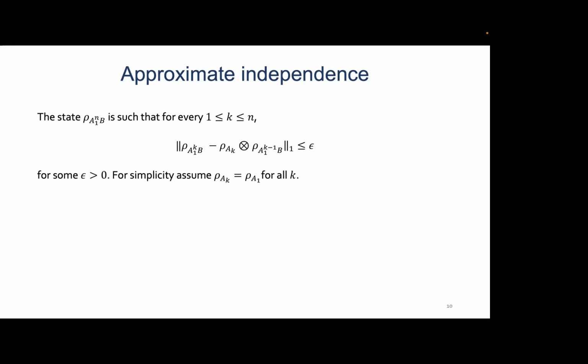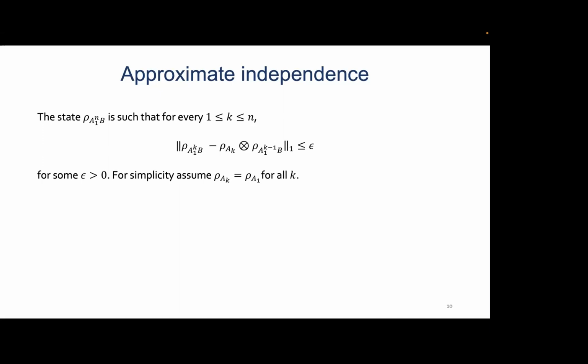Okay, and what this essentially says is that the state rho is such that every register A_k for the state rho is almost independent compared to whatever has come before. So the state A_k, register A_k, is almost independent of whatever has come before, like this. Further, let's assume for simplicity that all of these registers A_k, all of these states rho_{A_k}, are the same.